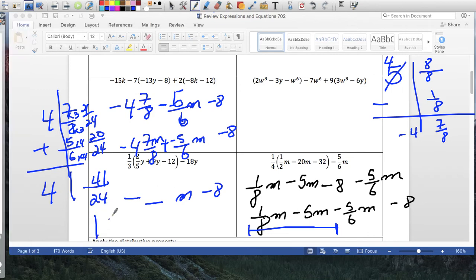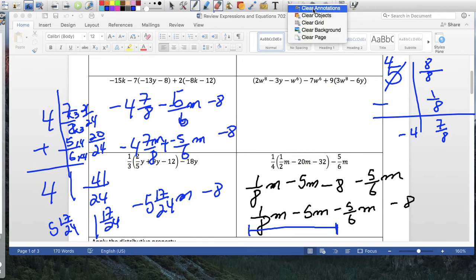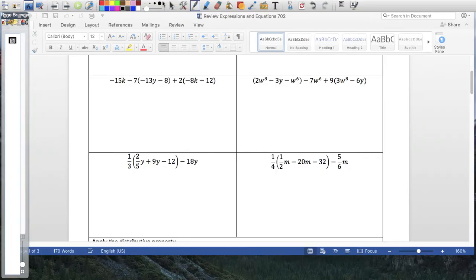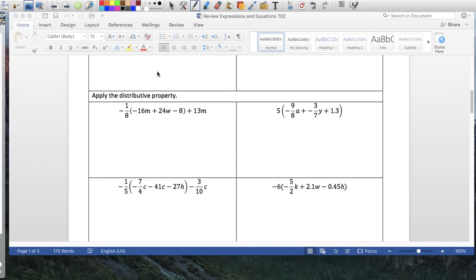24 goes into 41 one time. You're going to have 17 over 24, and you can't have two whole numbers, so 4 plus 1 is 5, 17 over 24. All that negative, so it's going to be negative 5 and 17 over 24m, minus 8. Okay? Hopefully I didn't make a mess out of that. Probably did.